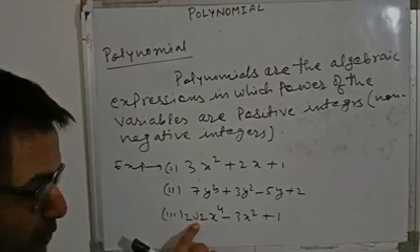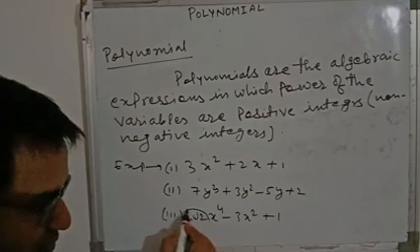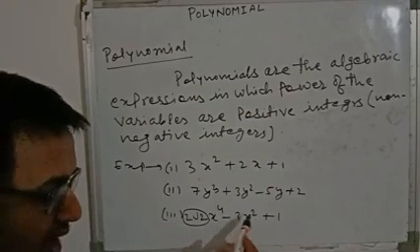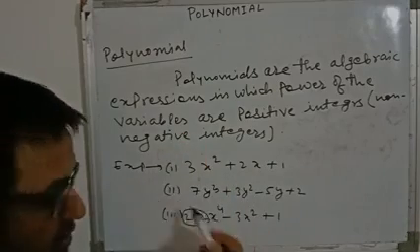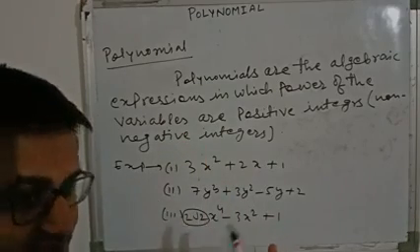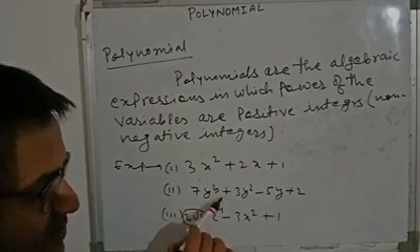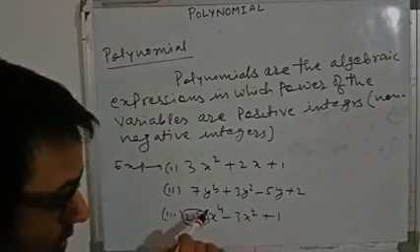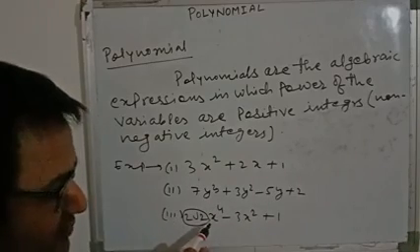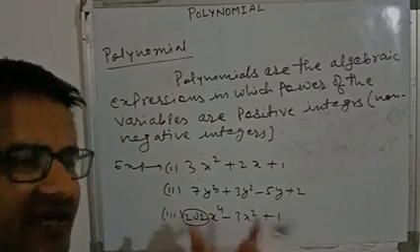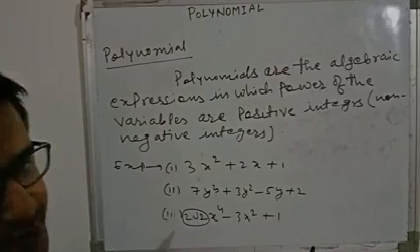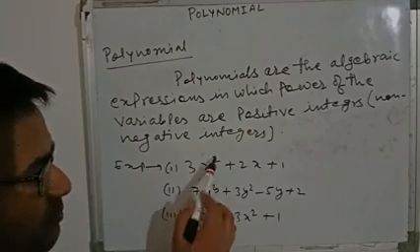So here this 2 root 2 is constant. To identify the polynomial you have to see only the power of the variables. Here the variable in the first example is x, in the second example it is y, and in the third example the variable is also x. You can give t, k, z also. So you have to see only the power of the variables.